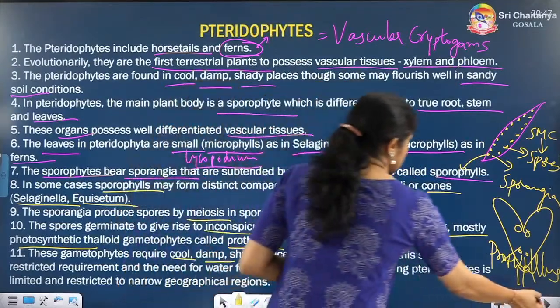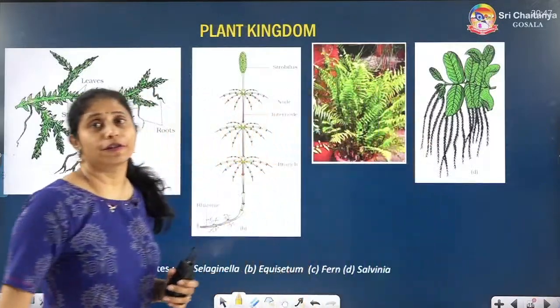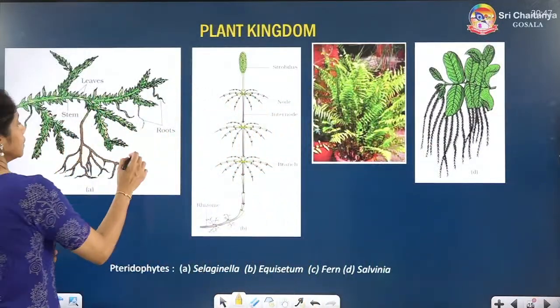Okay, let us see the pictures of pteridophytes. This is the first one, this is Selaginella.